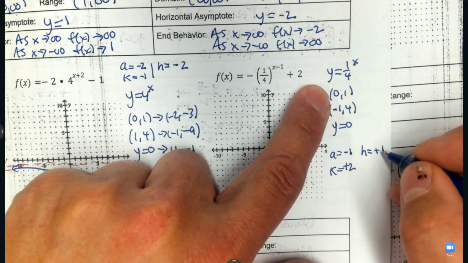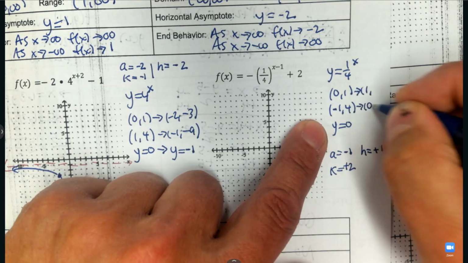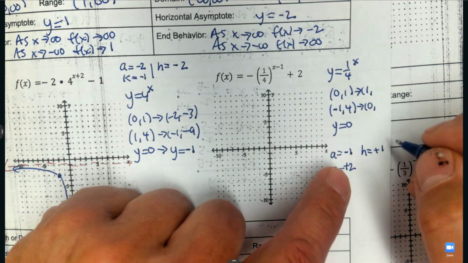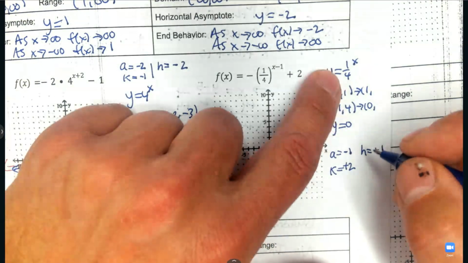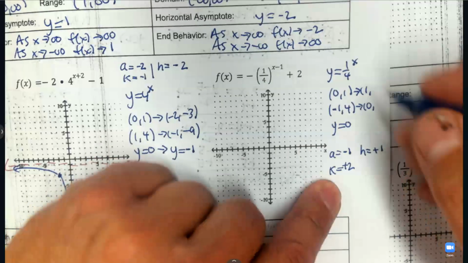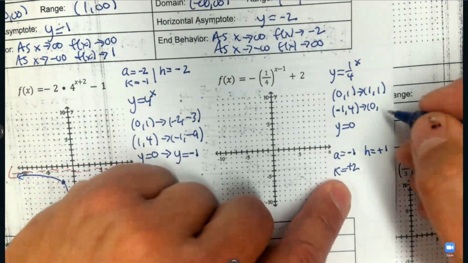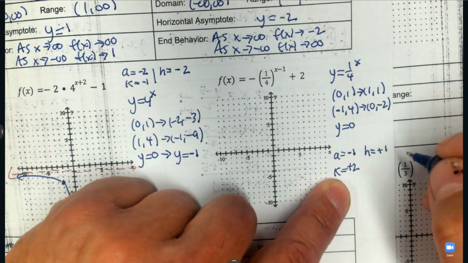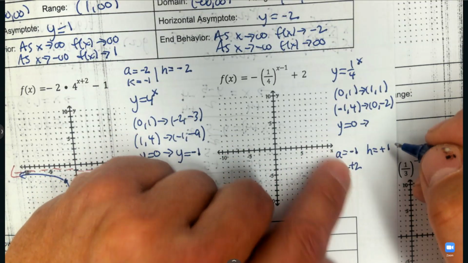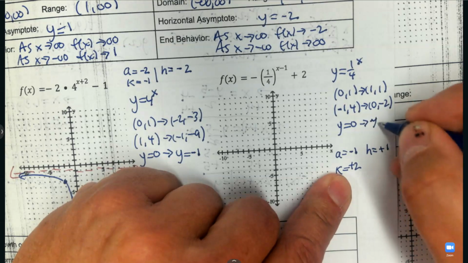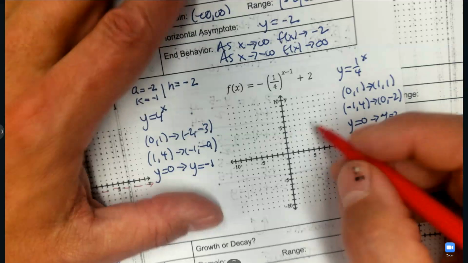So for the x, we're going to add 1. So 0 plus 1 and negative 1 plus 1. To the y coordinates, we're going to multiply by negative 1 and add 2. So 1 times negative 1 and add 2. That's positive 1. 4 times negative 1 plus 2. And then, again, 0 times negative 1 plus 2. That's just 2. The k value will always be where the asymptote is. So I'm going to start there.